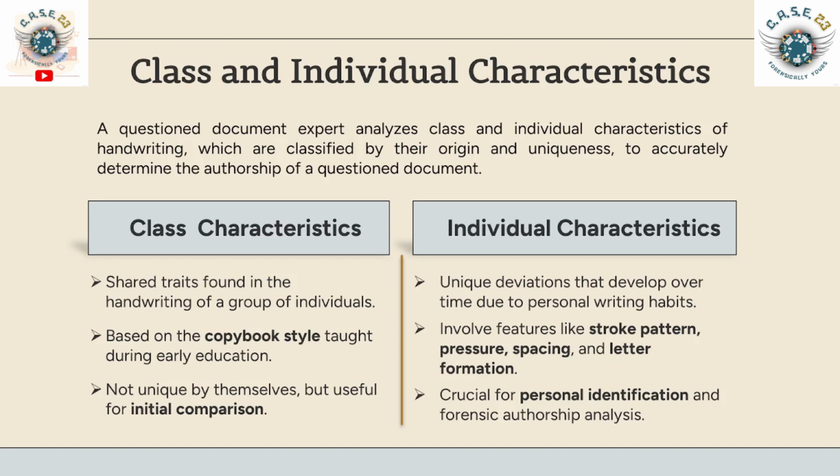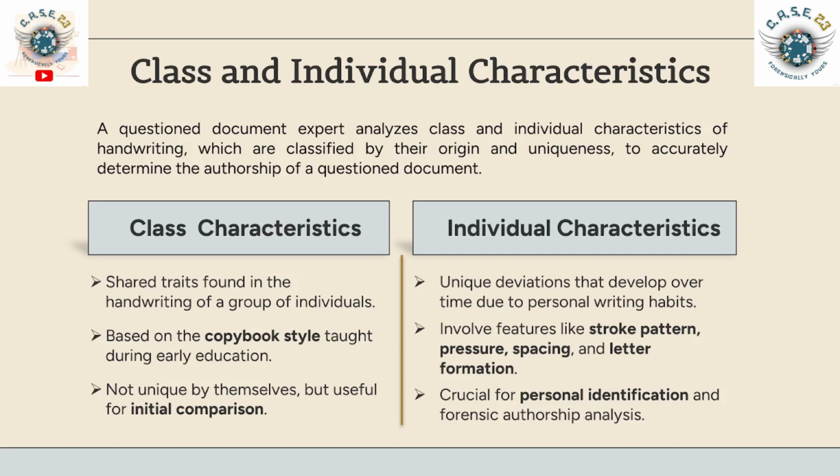Now here's the key part. Class characteristics are not unique. I repeat, they are not unique. They won't help identify who wrote something, meaning the exact person who wrote the particular document cannot be identified. But still, they are very useful and helpful for initial comparison. They help experts rule out major mismatches early on. Like they can quantify a particular group of individuals, so to start their investigation.